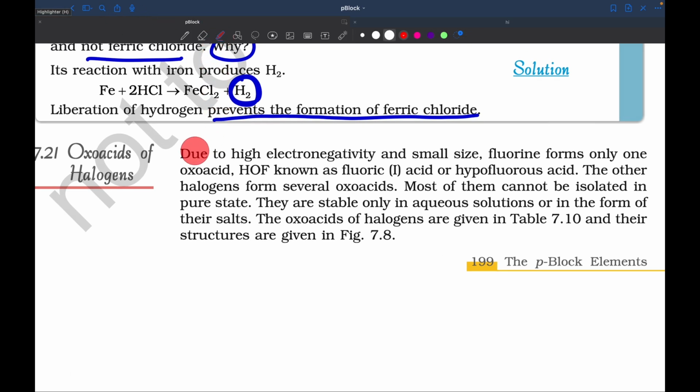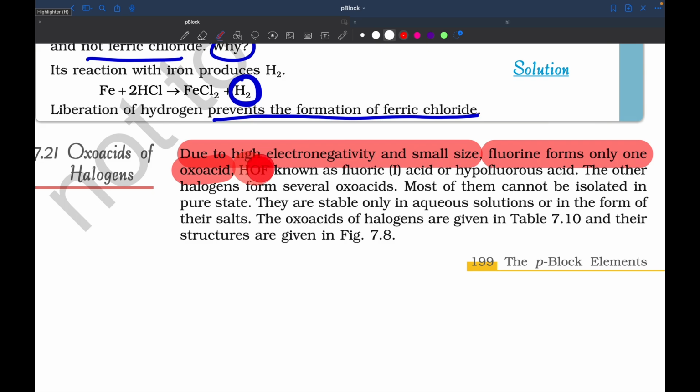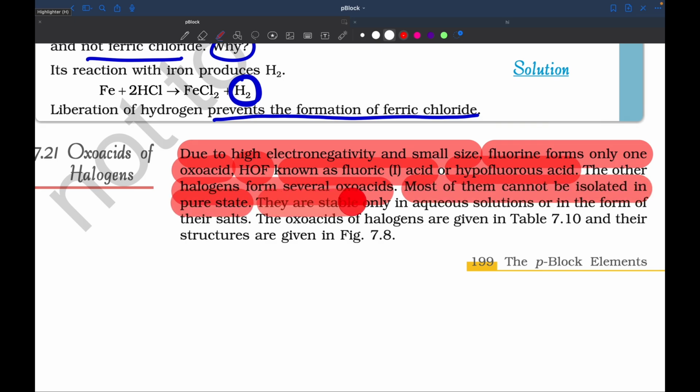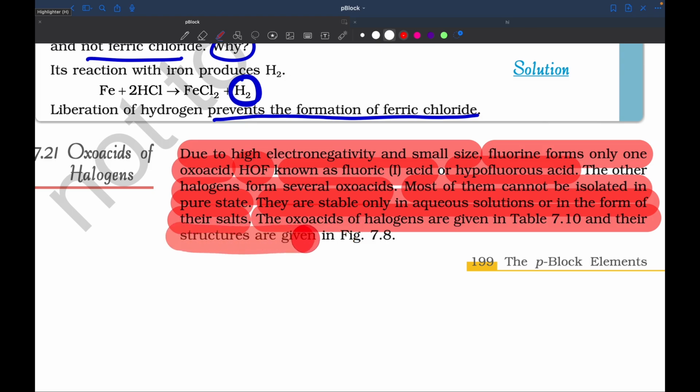Due to high electronegativity and small size, fluorine forms only one oxo acid, that is HOF. It is known as fluoric acid, a hypofluorous acid. The other halogens form several oxo acids. Most of them cannot be isolated in pure state. They are stable only in aqueous solutions and in the form of their salts. Oxo acids of halogens: the table is given in 7.10 and structures are given in 7.8.